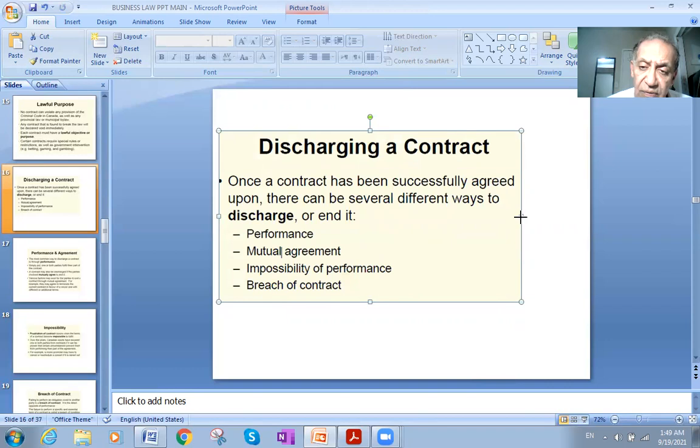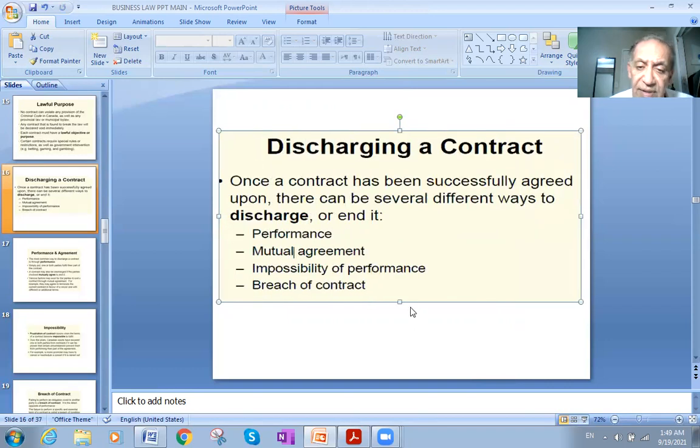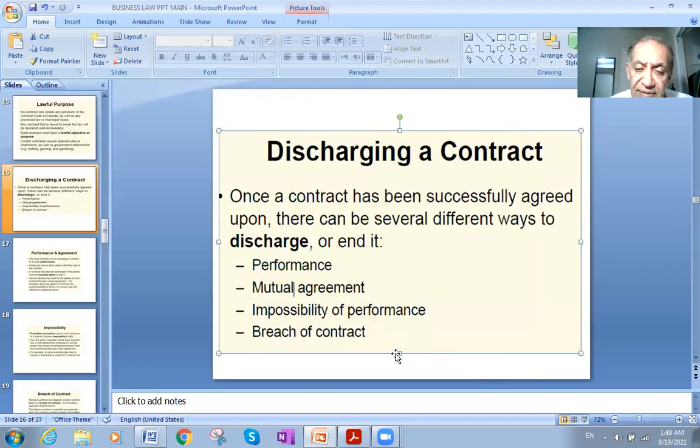So we'll go to discharging a contract. And what do we mean by discharging a contract? Once a contract has been successfully agreed upon, there can be several different ways to discharge it or end it. Discharging a contract means ending this contract.